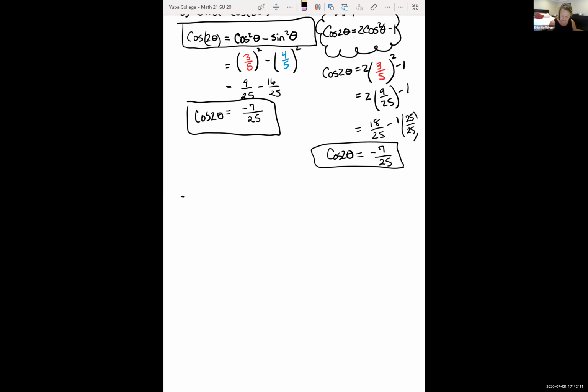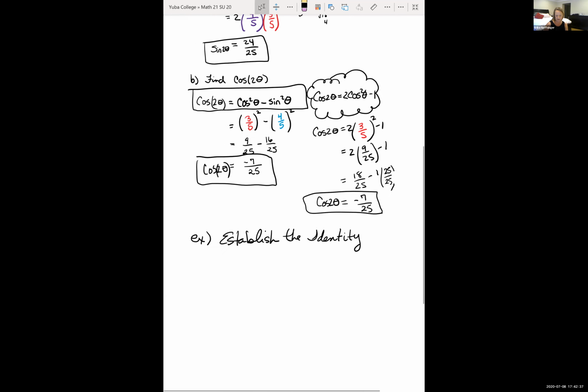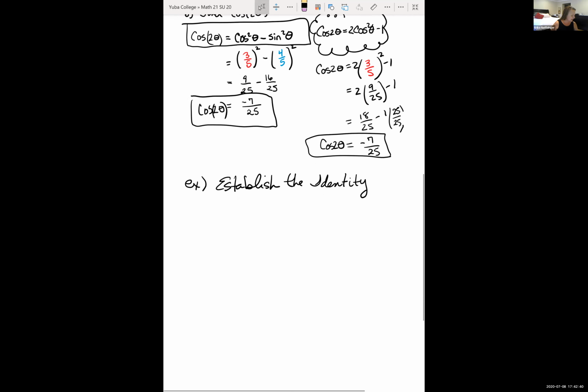So for an example, this says establish each identity. So Professor, these are called double angles? Yeah, these are double angles that we just looked at. Okay. Which makes sense, right? Because 2 theta is double the angle. So if we want to establish the following identity, let's say you had cosine raised to the 4th power of theta minus sine raised to the 4th power of theta. This is equal to cosine 2 theta.